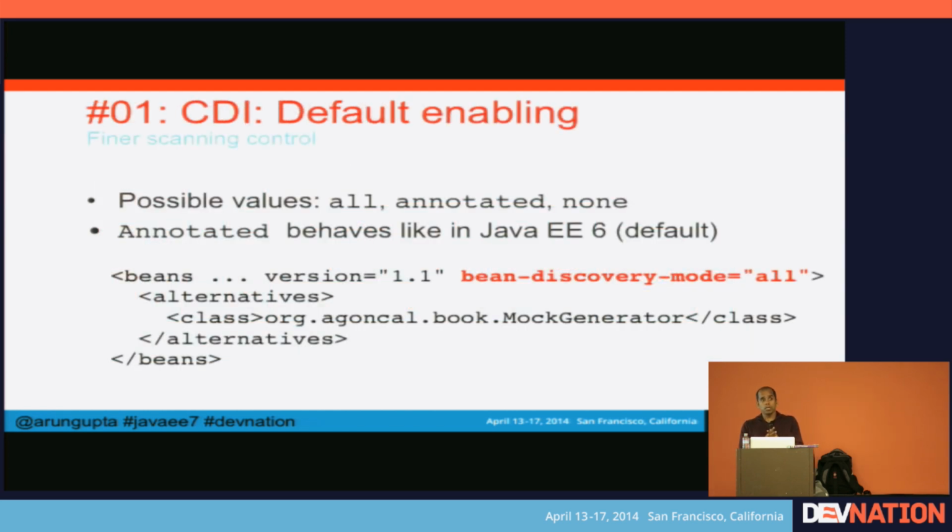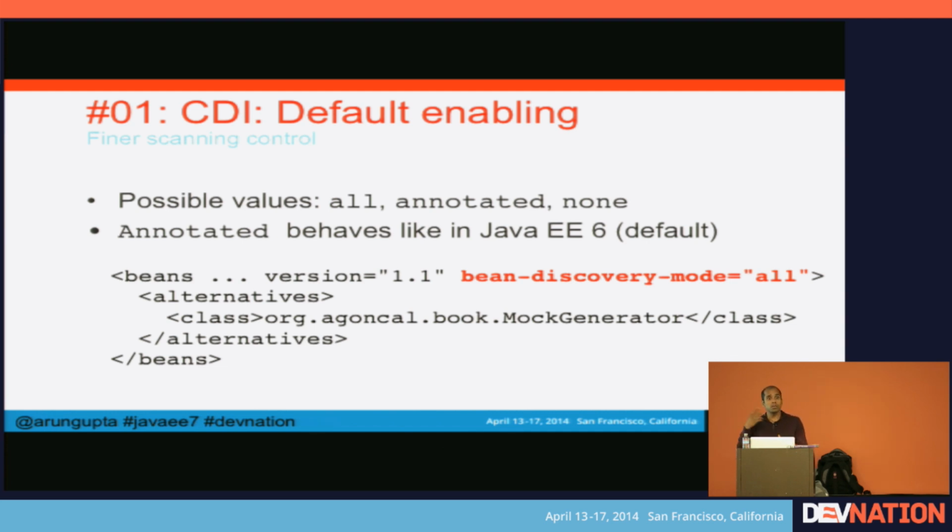Now CDI. CDI was introduced in Java EE 6. This is the standard way of doing dependency injection in the Java platform now. It was such a fundamental change to the specification that, in Java EE 6, we required beans.xml to enable CDI. Without that beans.xml, CDI won't kick in. But now with Java EE 7, CDI is default. That's the biggest change in Java EE 7.